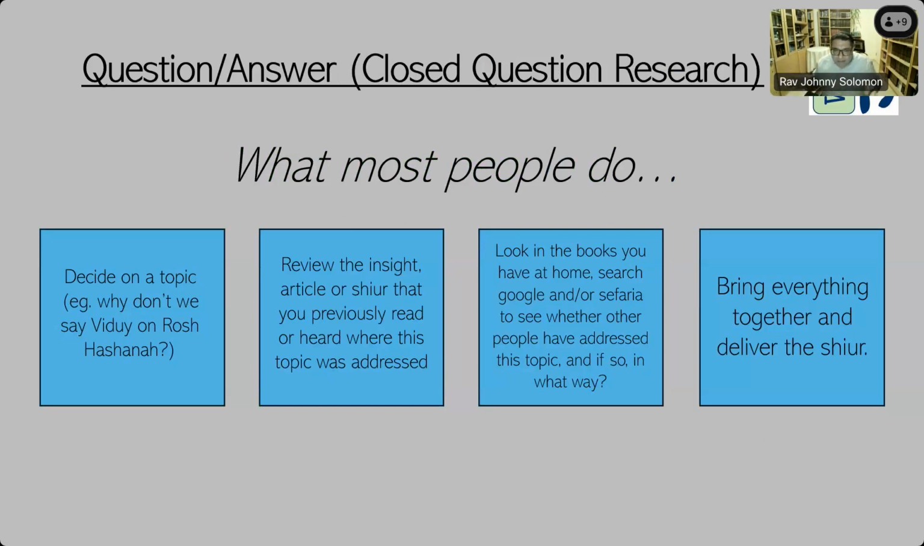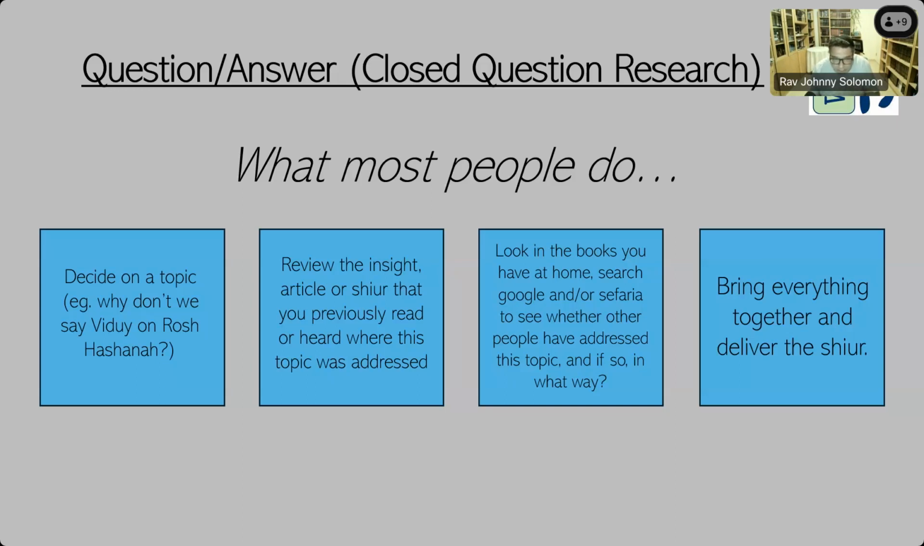Imagine I wish to prepare a shiur here, and I've written in terms of question and answer. And the specific question I wish to explore is, why don't we say vidui on Rosh Hashanah? It's a very reasonable question. It's a fascinating question. Why, if Rosh Hashanah is about tshuva, and we know that tshuva, in terms of its process, involves confession, and that's evident from the Tanakh and explicit in the Rambam, then why do we not say the confession on Rosh Hashanah?